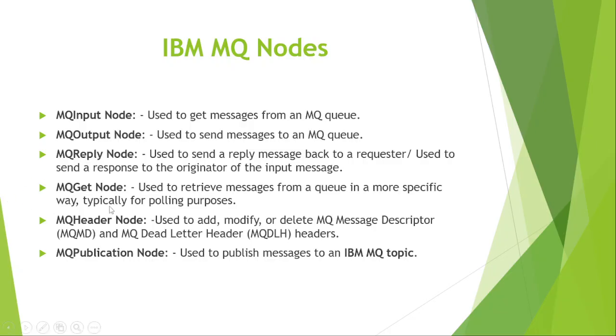The MQ get node is used to retrieve a message from a queue in a more specific way, typically for polling purposes. The MQ get node and MQ input node are pretty much similar. It is also used to read a message. Later I will explain how MQ get is different from MQ input.